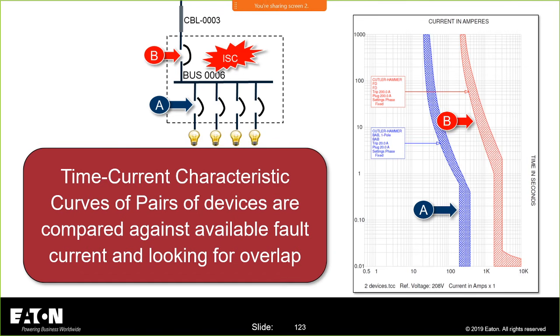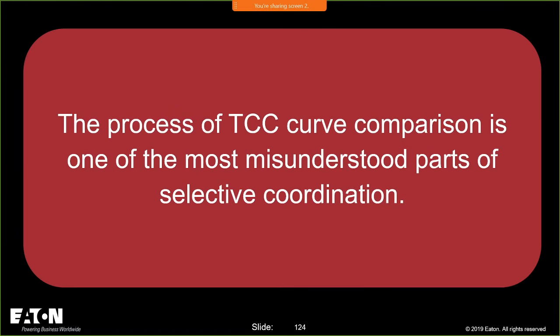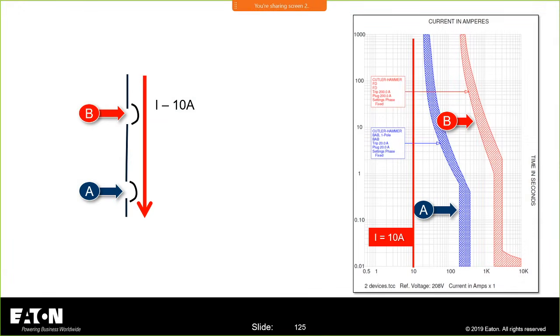Now, if I, for example, have to change a device upstream, I might have to go back down to the bottom and work my way up to make sure that any changes upstream are taken into consideration throughout the system. The process is a process of comparing curves to understand their performance based upon the current expected, the maximum current expected to flow through them.